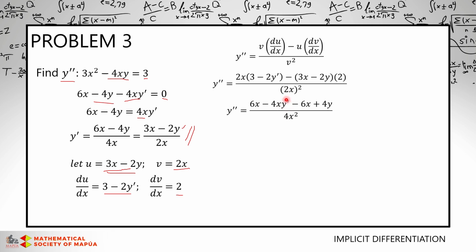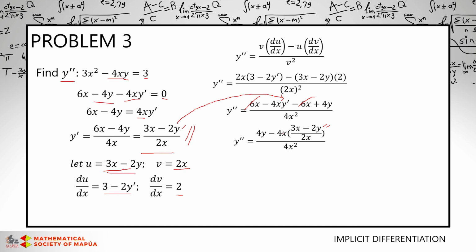However, kung mapapansin nyo, sa sagot natin is merong y prime. Diba? So to simplify it, we need to substitute the value of y prime over here. Diba? Ito yung value ng y prime natin. Isa-substitute natin siya ngayon dito sa y prime. Okay, so we have this. Again, kinancel na natin itong 6x. So we have 4y minus 4x y prime. Ito yung y prime natin. All over 4x squared. Then we just need to simplify.